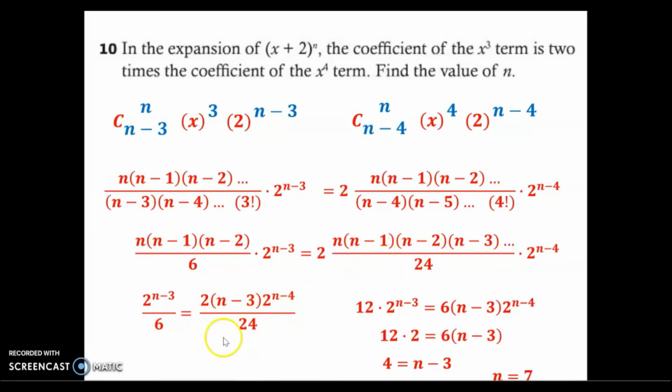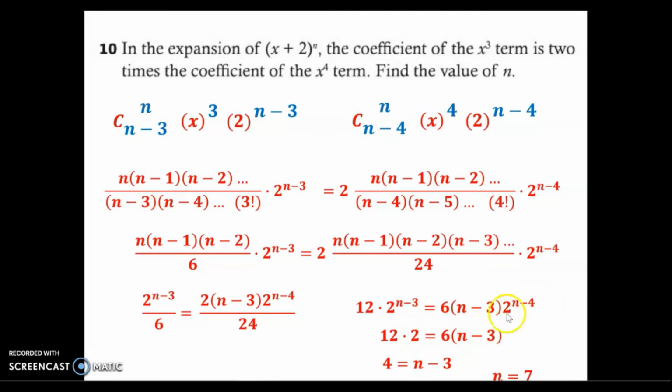When you get to here, I did what's called cross-multiplying, 6 times that, this times this. Canceling some things. 2, this is important. We have this, and we have this here. I got rid of that 2 to some exponent on both sides by dividing by this one over here. If I divide by 2 to the power n minus 3 on both sides, it cancels away, and it's just a 2 that's left over here.